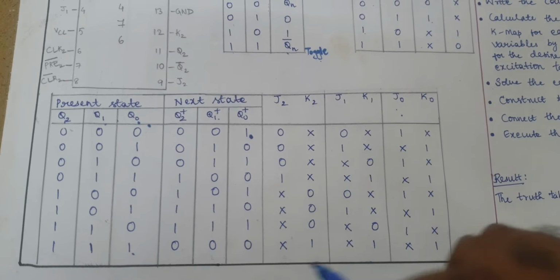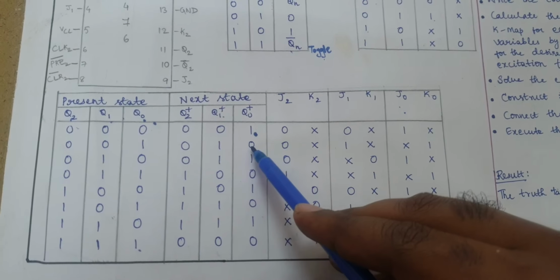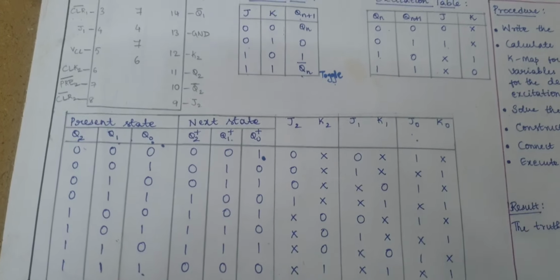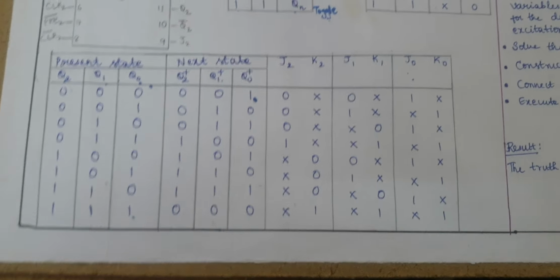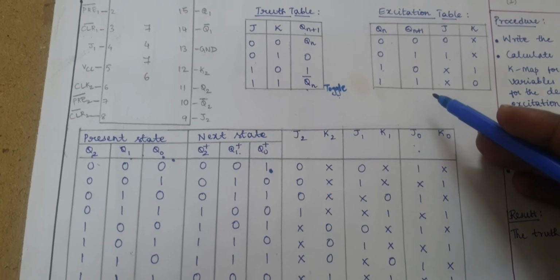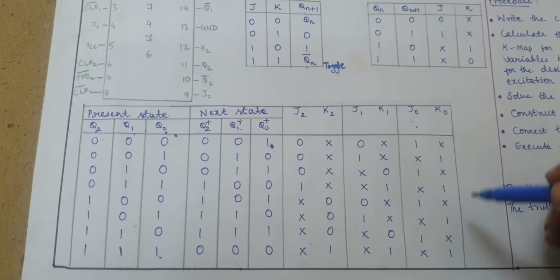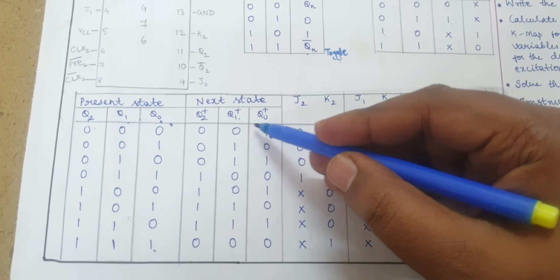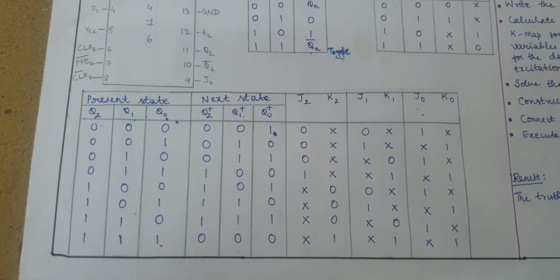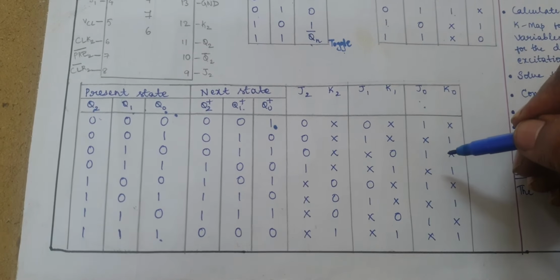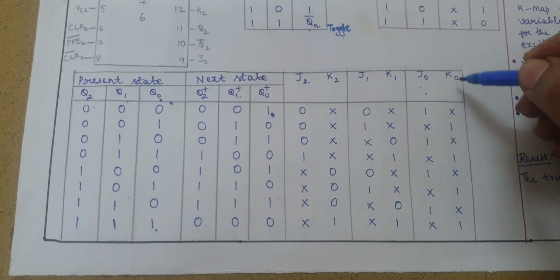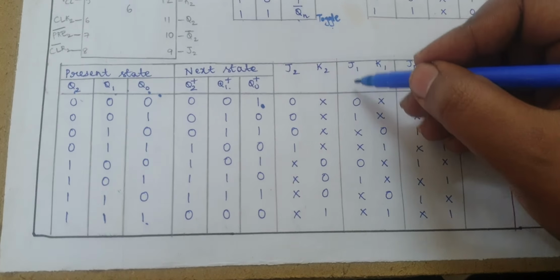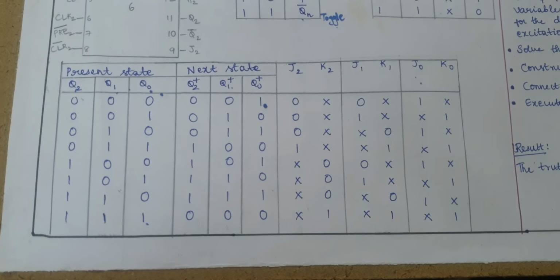Next, second, I have 1, 0. For 1, 0, I have don't care, 1. So similarly, I will apply my excitation table to determine all the values of J and K for Q0, Q1 and Q2. After writing this, the next step is plotting the K-map for each of these: K0, J0, K1, J1, K2 and J2.